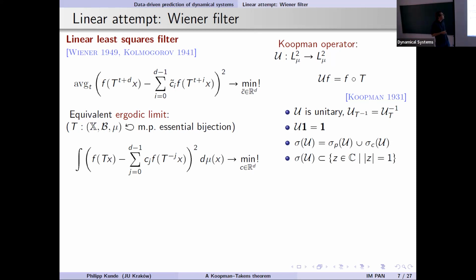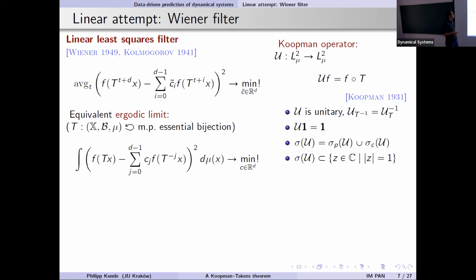Yes. So now we introduce this other main actor from the title, namely the Koopman operator, which acts on L2 observables. Is it just the composition operator? So you compose your observable with your underlying dynamics T. This is a unitary operator, and actually the Koopman operator of the inverse of T turns out to be the inverse of the Koopman operator of T. If I take the observable which is the constant function 1, then under the Koopman operator, if I compose with the dynamics, it stays the same function.